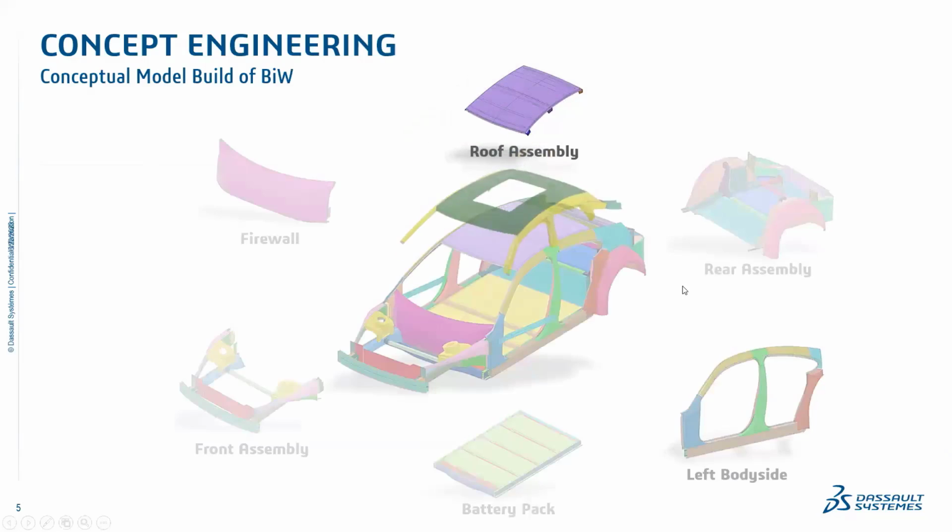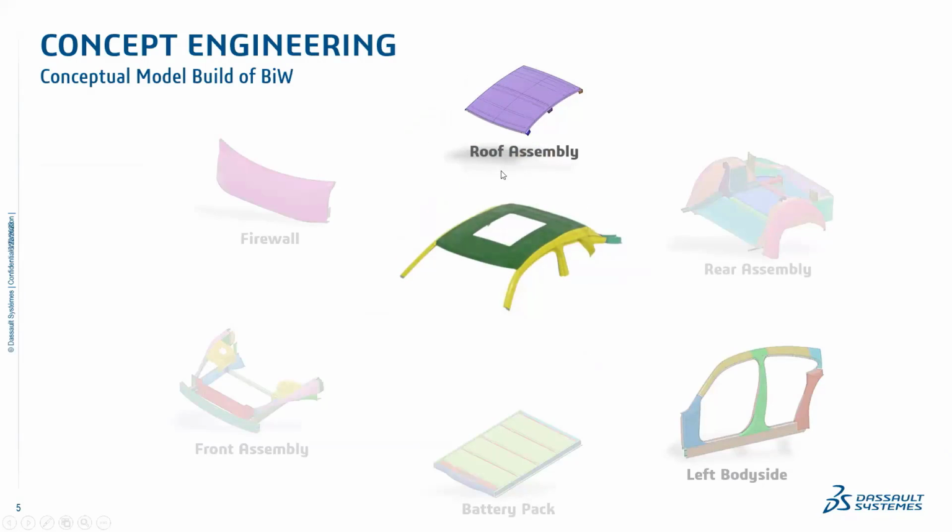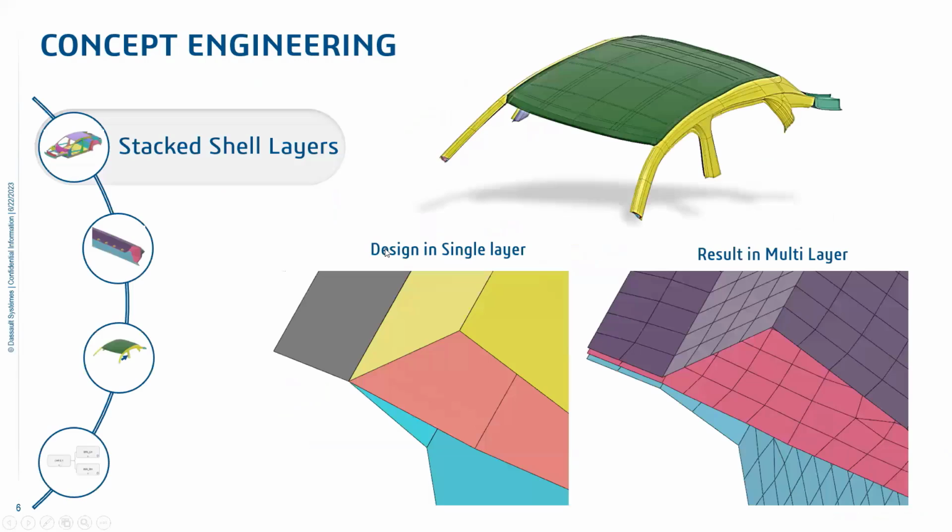Let's focus on a body in white because it's a very common application, and there on a roof assembly. Key technologies which essentially enable this efficient concept design are, as a first thing, the definition of so-called stacked shell layers.